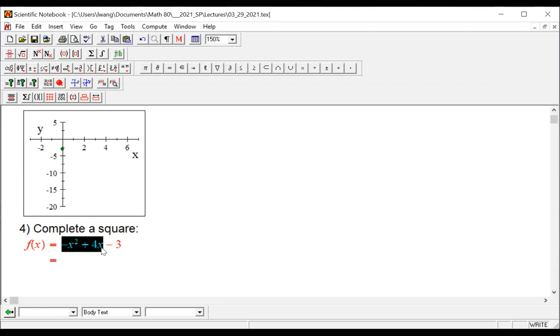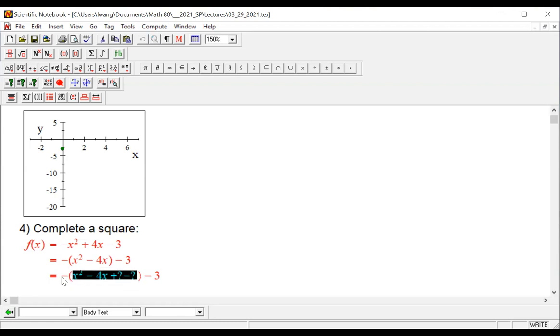Before we add zero, we see there's a negative sign there. So I'm gonna take out the negative sign between these two terms. I basically factor out the negative sign, so I have a negative sign and x squared minus 4x. The minus 3 still stays outside. You can bring it inside if you wish, but I'm gonna leave it outside. Next step, inside the parentheses, I'm gonna add a number and then subtract the same number, so that these three terms make a perfect square.